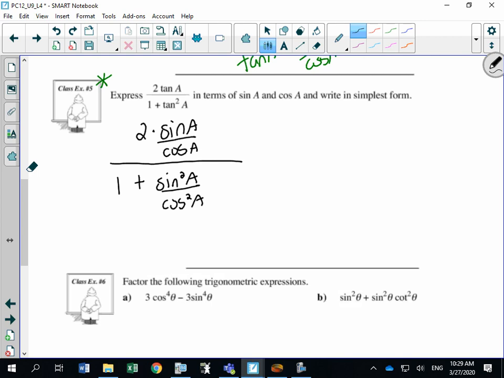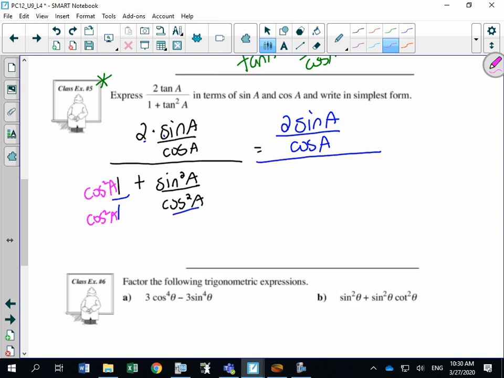Okay, my numerator is pretty much done. 2 times sine A is 2 sine A all over cos A, all over. Now I need to get common denominators here. So this is over 1. If I've got cos squared A here, I want cos squared A here. So cos squared A, cos squared A. Now my denominator is the same. So my denominator is cos squared A. And what's my numerator? Cos squared A plus sine squared A.